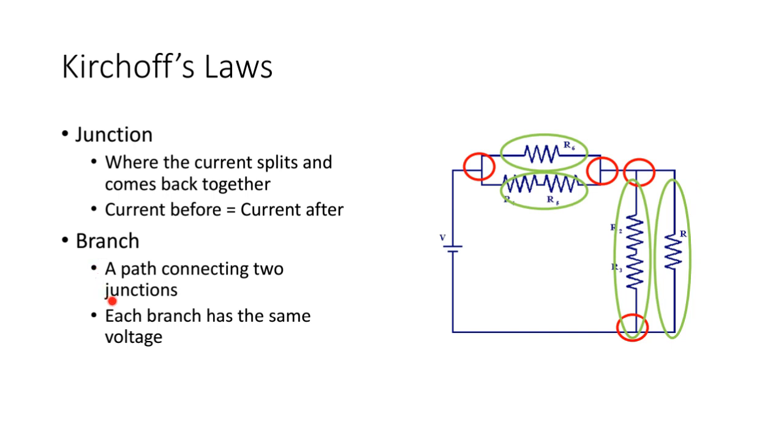A branch is a path that connects the two junctions. Each branch will have the same voltage. Those are indicated here in green. Let's do some sample problems so that we can understand what this law means.